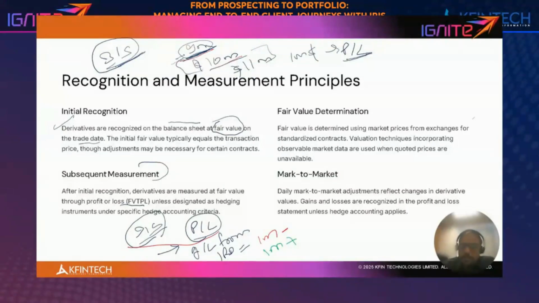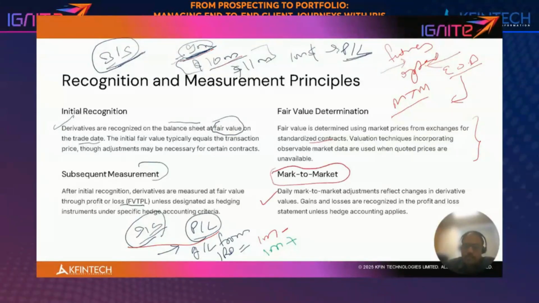The fair value is determined by the MTM, because for derivatives, the daily market prices are coming in of the underlying and the contract value, whether it's futures or options. The exchange is providing the end of day price. The end of day price is used for the mark to market calculation. And as we have already seen, interest rate derivatives are marked to market daily and the settlement is done on a T+1 basis. So whatever is the profit and loss has to be settled on a T+1 basis for interest rate derivative contracts.